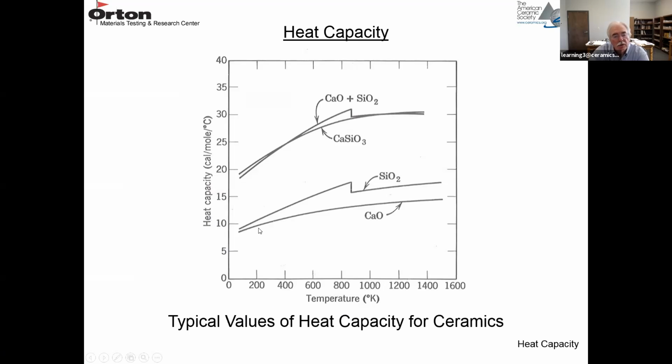So heat capacity versus temperature. This shows how it's not structure sensitive. Here's the heat capacity for CaO. Here's the heat capacity for SiO2. SiO2 has an alpha to beta quartz transition right here, so there's a little spike in the heat capacity. If you physically combine CaO and SiO2, you get a curve that looks like the upper one here. You still see the phase transition. Or if you chemically combine them to form a calcium silicate, you'll get a curve that looks like this without the phase transition. So it's basically additive. You're adding CaO and SiO2, and either chemically or physically, you get the same answer. So it's not structure sensitive.